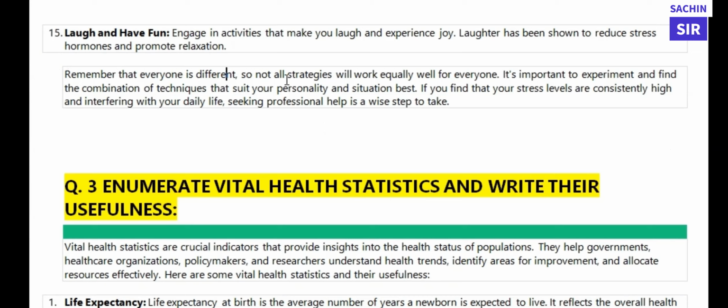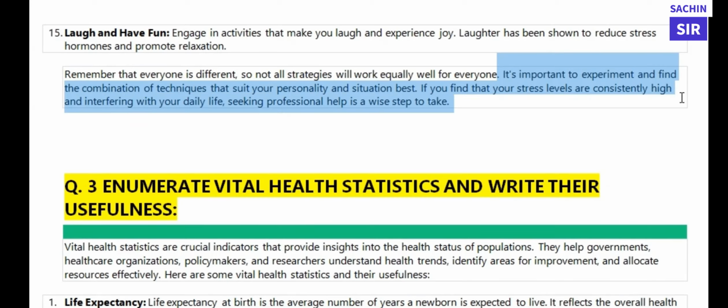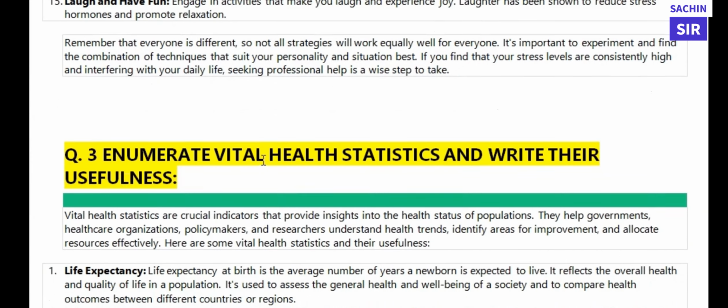Remember that everyone is different, so not all strategies will work equally well for everyone. It's important to experiment and find the combination of techniques that suit your personality and situation best. If you find that your stress levels are consistently high and interfering with your daily life, seeking professional help is a wise step to take.